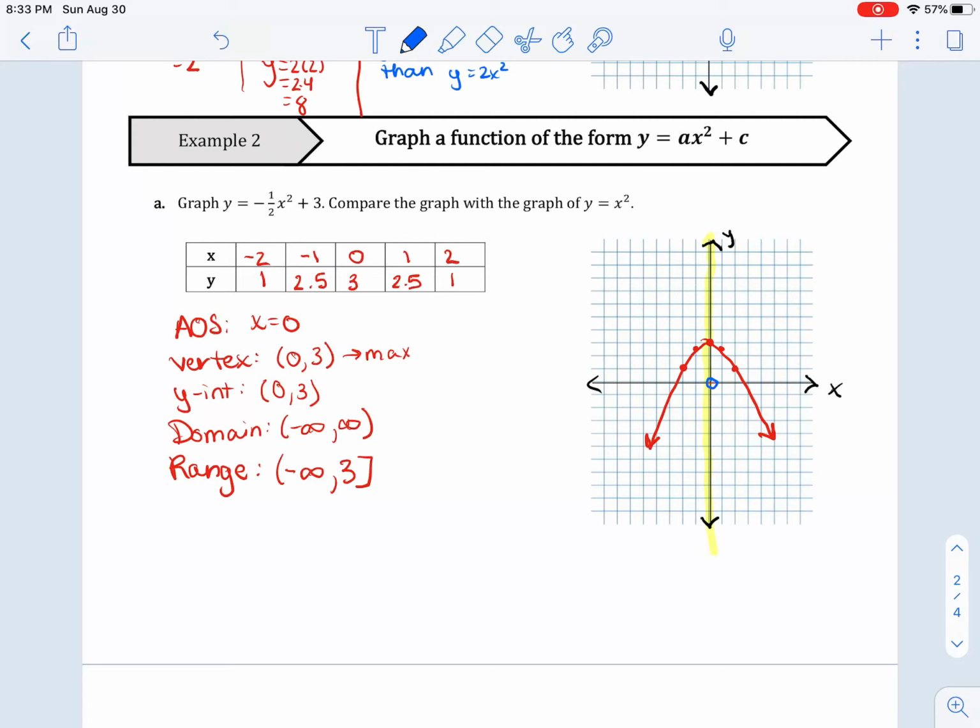If I graph our parent function, again it's at 0, 0, 1, 1, negative 1, 1, 2, 4, and negative 2, 4. If you want to memorize that, you can, or you can just put it in your calculator, which again, I will show you how to do. So very different here. First of all, the parent function is a little skinnier. So let's notice y equals negative 1/2 x squared plus 3 is wider and flipped. It's upside down, right? So big difference here.